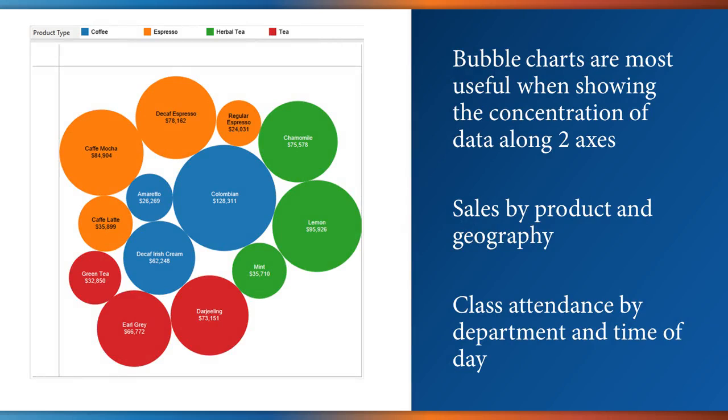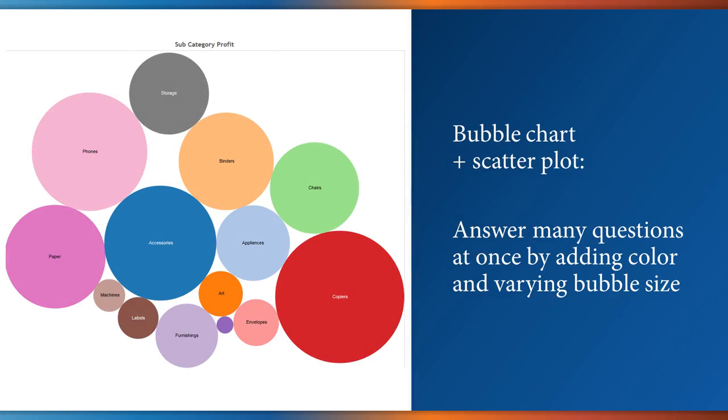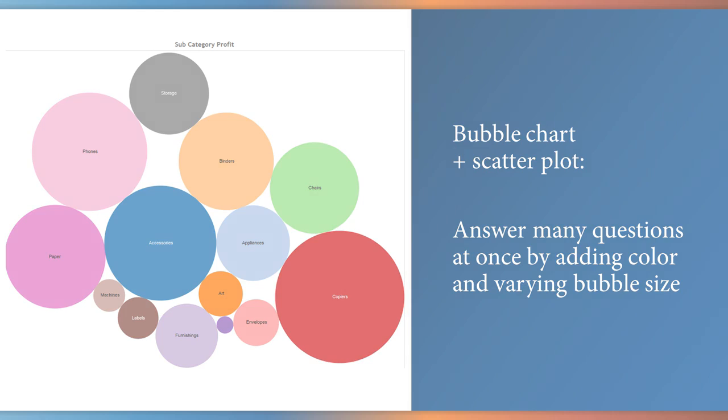Use when showing the concentration of data along two axes. For example, sales concentration by product and geography, or class attendance by department and time of day. Use bubbles to accentuate data on scatter plots. By varying the size and color of data points, a scatter plot can be transformed into a rich visualization that answers many questions at once.